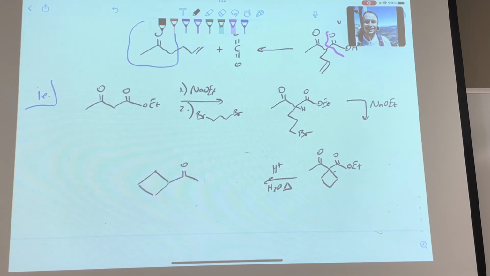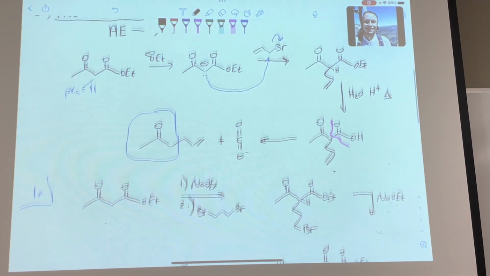Can you do 3-membered as well? Mm-hmm. All right. Any questions on either of these beta dicarbonyl reactions? Okay, then 2 more to go, then we'll be done with enolates.